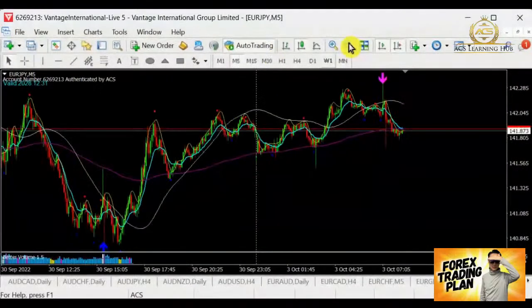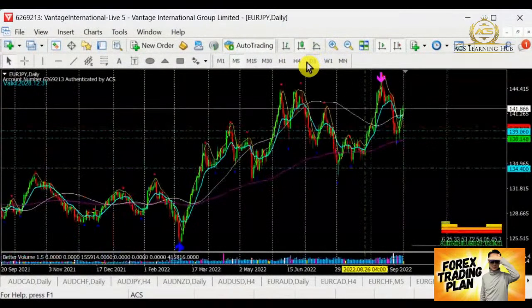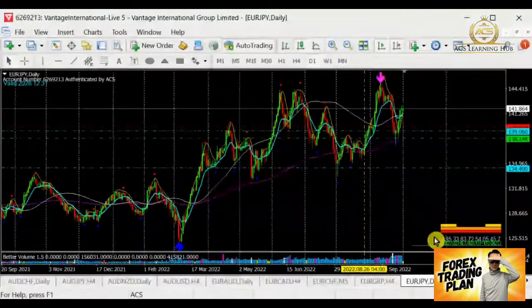Euro Yen. Let's take a look. For Euro Yen, we are still in the bull. So for Euro Yen, we are still on the buy side, and tentatively buying for Euro Yen is possible. So sellers have to stay away for a while.